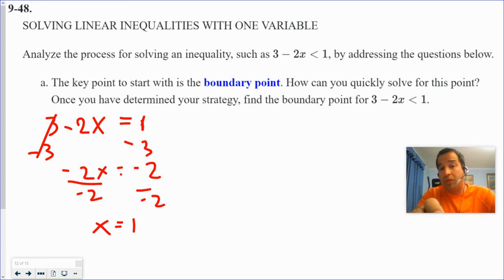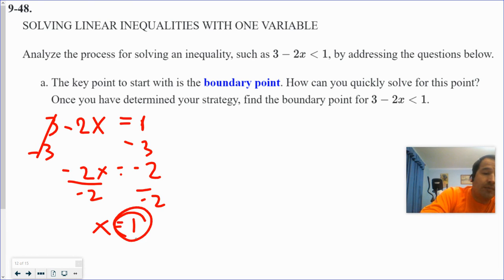So when x equals 1, check it out. 2 times 1 is 2, 3 minus 2 is 1, and 1 is equal to 1. So if I was looking for that, I would go with that point. The boundary point is 1.